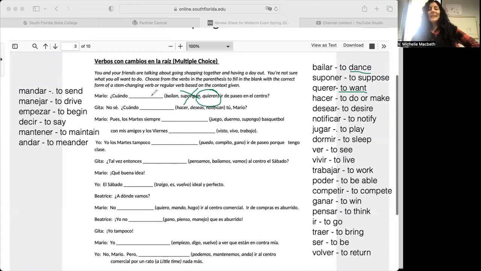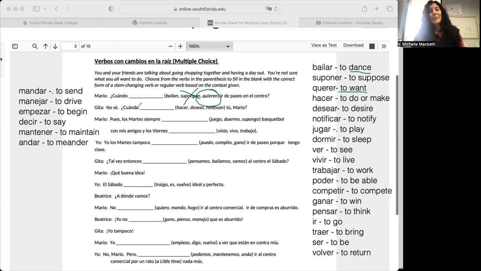So this is going to say quieren, ¿no? ¿Cuándo quieren ir de paseo en el centro? When do you want to go and hang out in the center? Right? So that would make sense. Dancing doesn't really fit. So Gita responds and she says, no sé, no.